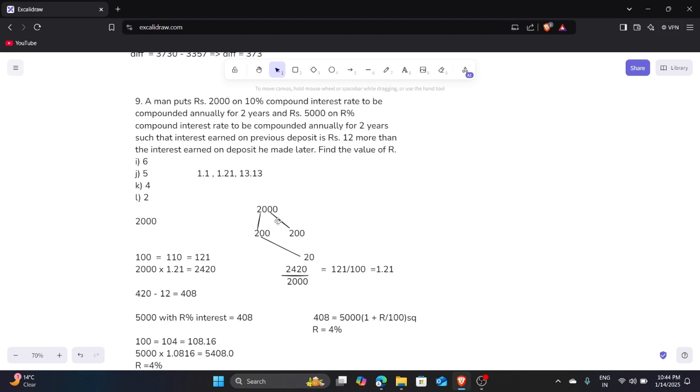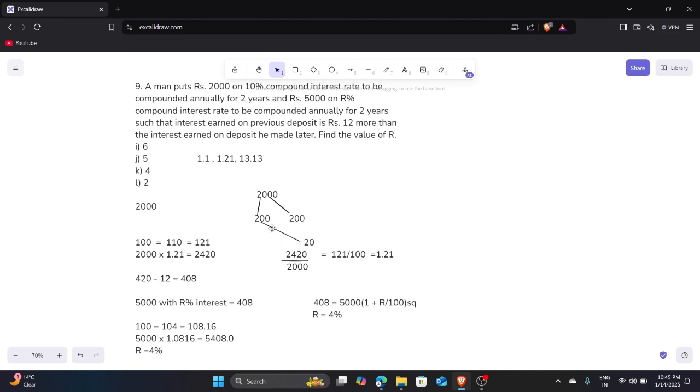Let me think. Like in simple interest, if this is the principal, then the first year they get 10% interest, which is 200, second year again 200, third year again 200. But what happens in compound interest? First year they get 200. Second year they again get 200 on this principal, and they also get 10% interest on the interest they got in the first year, that 20 also. So that's why interest on interest is the concept in compound interest.